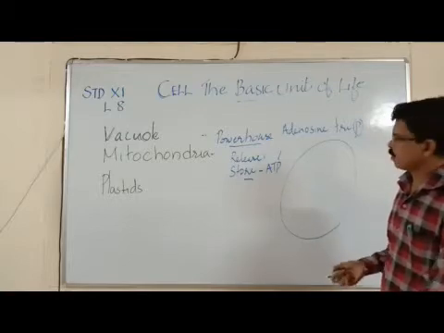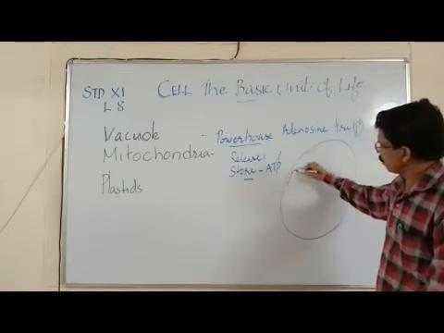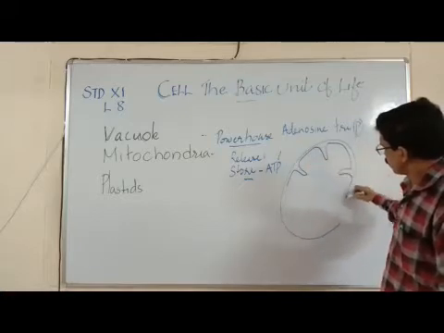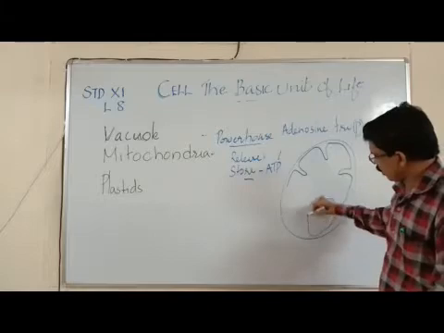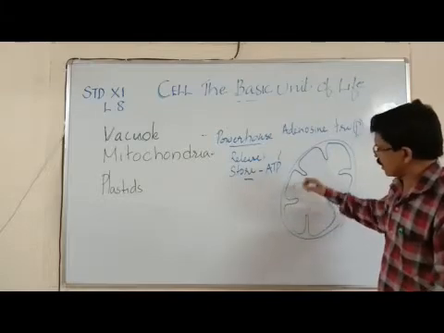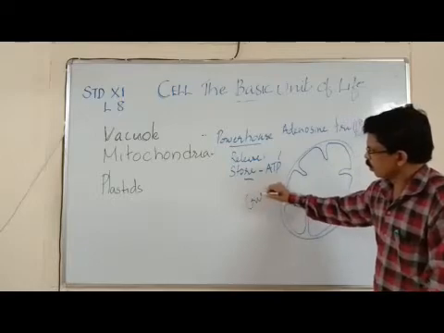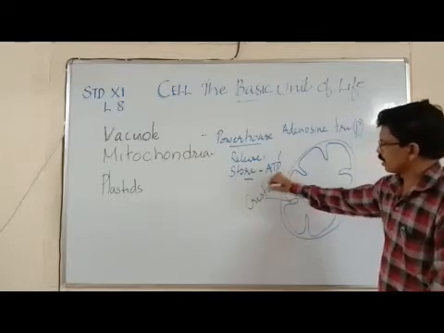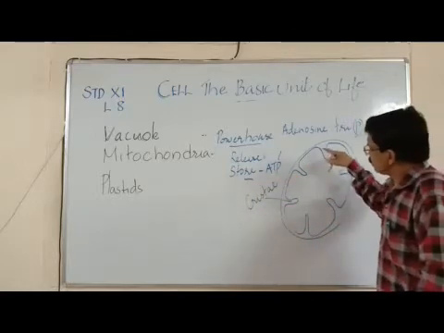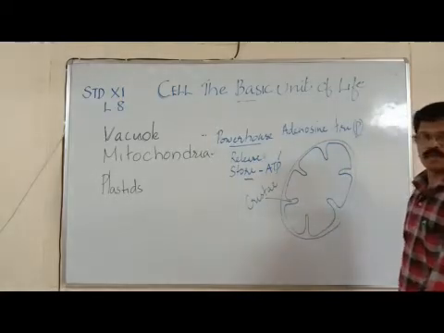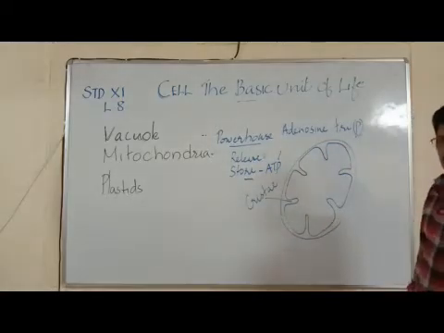Double membrane covered organelle. The inner membrane has many infoldings. These infoldings are called cristae. So, what are infoldings? Infoldings are called cristae, which increase the surface area of the inner membrane. The cristae increase the surface area of the inner membrane.